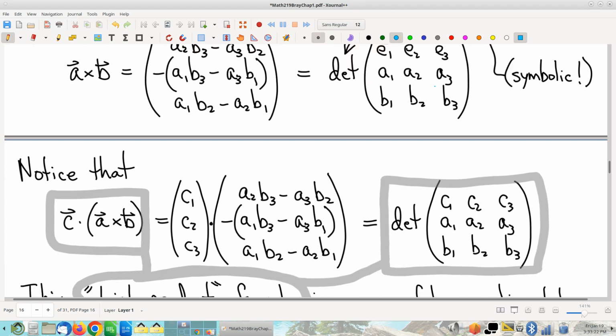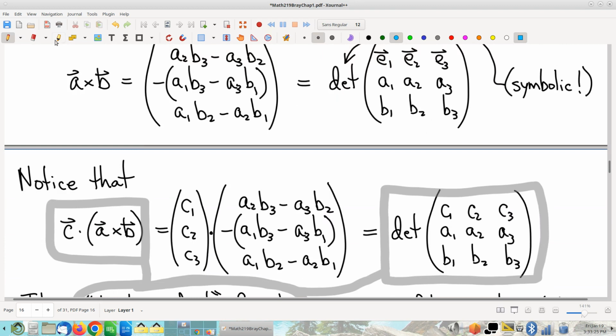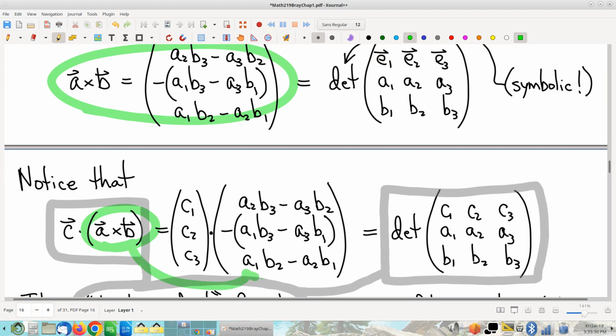Now, what do we do with this? Here's a little bit of algebra. Recall we have this formula for a cross product. There it is. I'm going to see what happens when I dot it with another vector. So now we have our cross product of A and B, and I'm dotting C with that cross product. And when you crank out that dot, just notice what's happening.